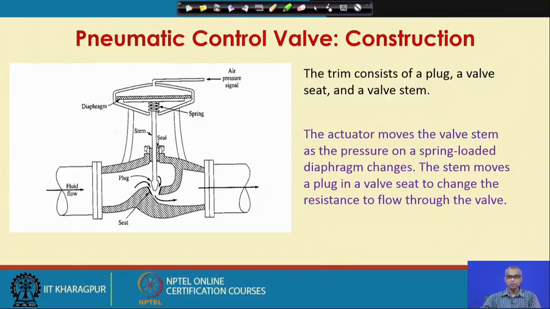So, as the air pressure signal from the controller increases the pressure on the valve top, the diaphragm pushes the stem downward and the valve plug sits on the valve seat, and the resistance to the flow through the valve increases and the flow rate decreases. As the air pressure on the top of the valve decreases, the valve stem goes upward. So, there will be more flow through the valve.